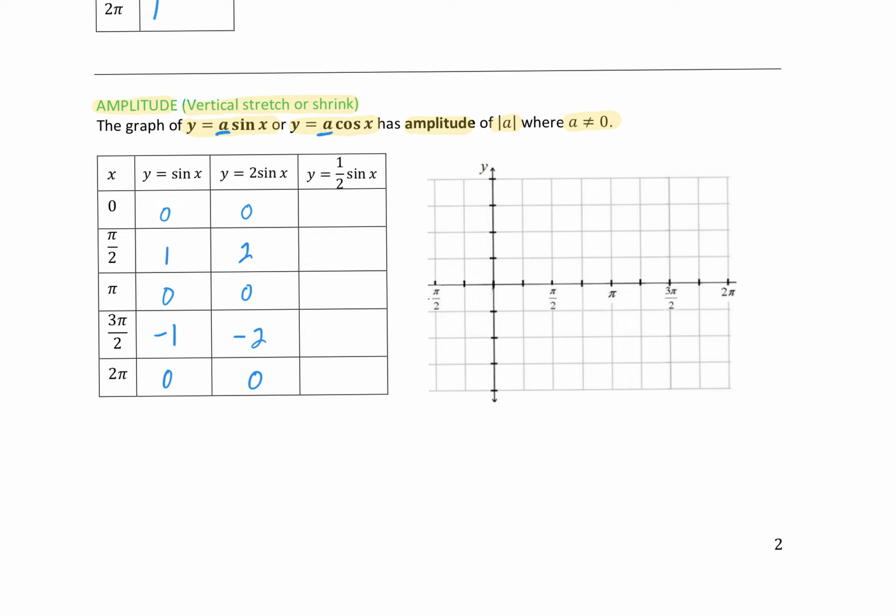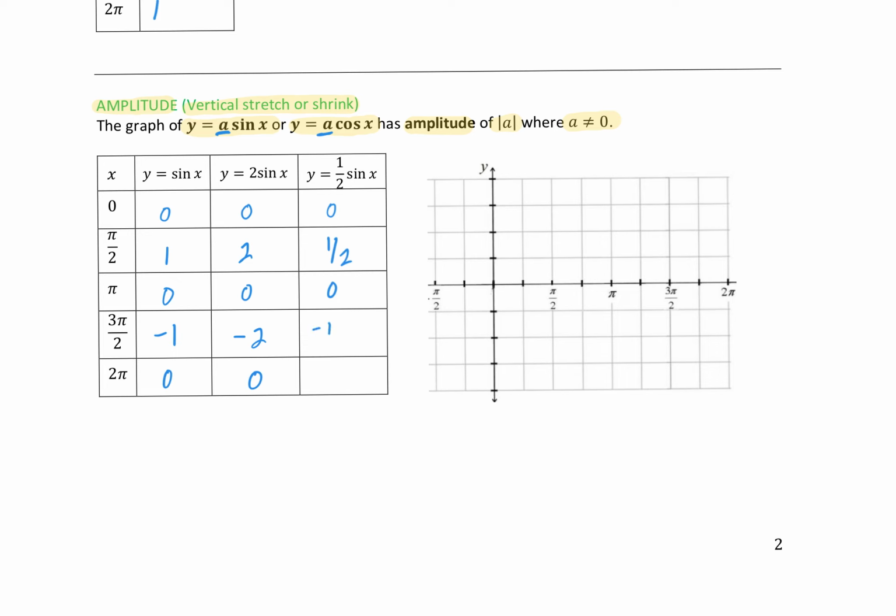So notice that whenever we have a 0 value, that doesn't change, because an amplitude is multiplying the value of the function. So if the value of the function is 0, no change. If we were going to look at the last one where we have 1/2 sine x, it's going to be 0. 1/2 times sine of pi over 2 is 1, so 1/2 times 1 is going to be 1/2.